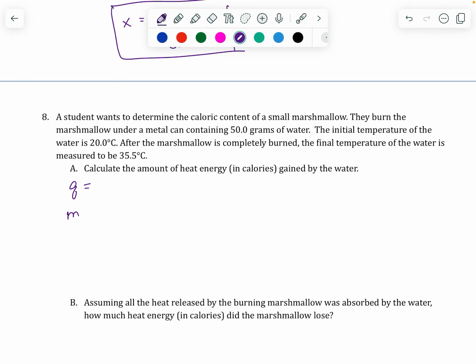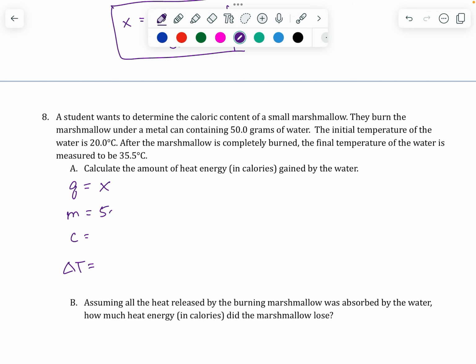How do we find Q? Well, we need the mass of it, or the sample size of it. We need to know our specific heat capacity, right? How easily or difficult it is to change the temperature of our water, and the overall change in the temperature of the water based on that marshmallow burning here. We have two objects, but we're talking about water specifically, so we use all information for water. We're looking for the energy that the water gained.